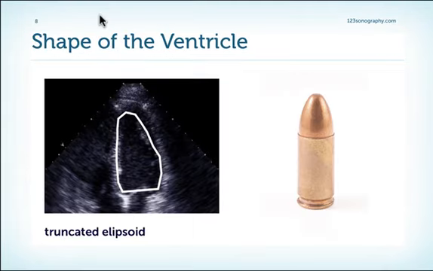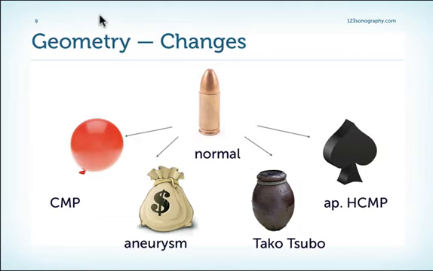The shape of the left ventricle has always been compared to that of a bullet. Geometrically, it has the shape of a truncated ellipsoid. This is important to know because a number of pathologic states can alter the shape of the left ventricle, and only by looking at the still image, even without looking at the function of the heart, you can, for example, determine that the patient must have a pathology, for example, a cardiomyopathy patient who has a more rounded shape, an aneurysm, a Takotsubo disease, we'll be talking later about what Takotsubo is, or an apical hypertrophic cardiomyopathy.